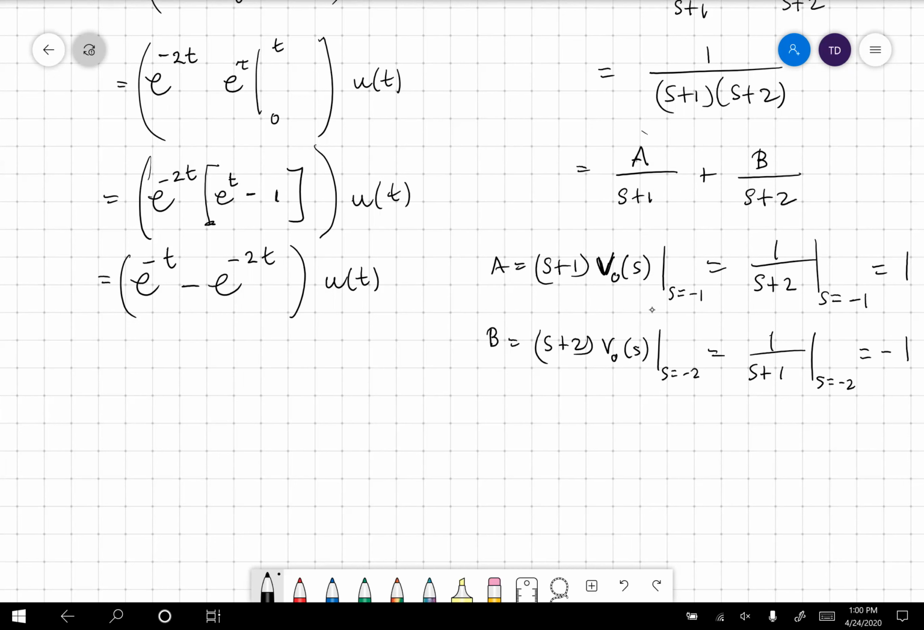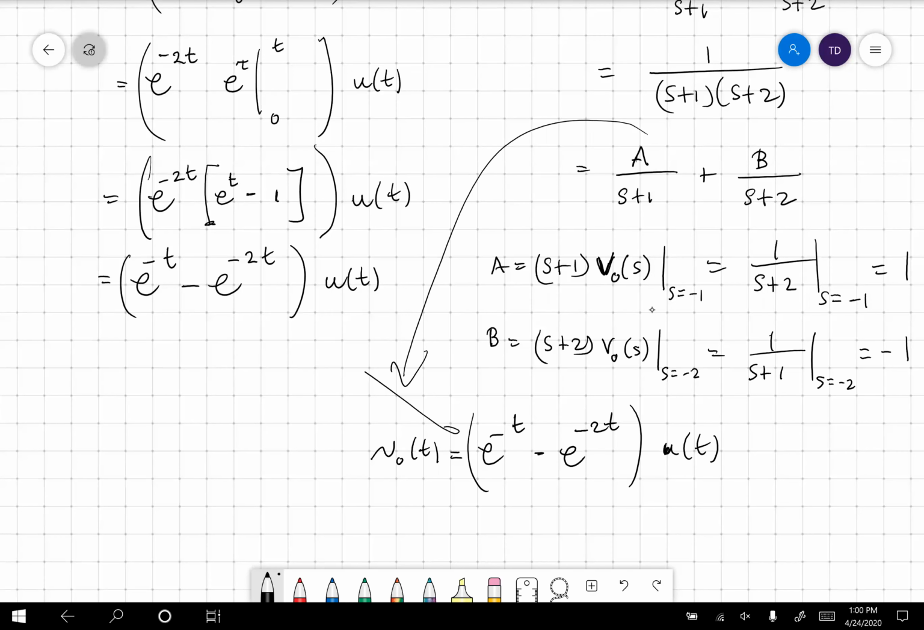Great. Let's do the inverses. So that means VO of t equals A, 1, e to the minus t, plus B, minus 1, minus e to the minus 2t. And then, if we're sticking in our u of t's, there's our u of t. Check.